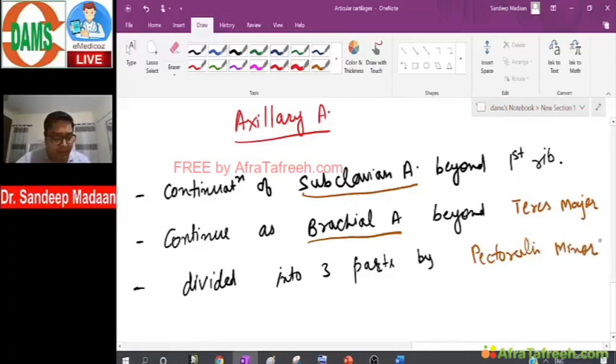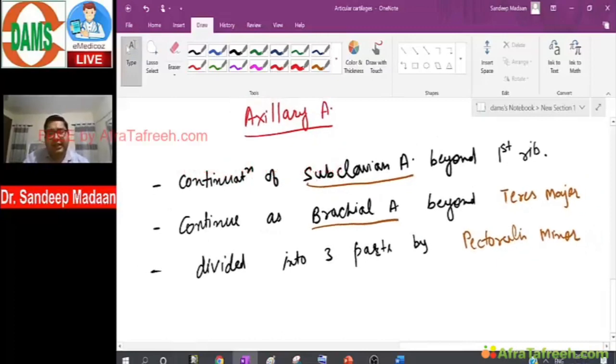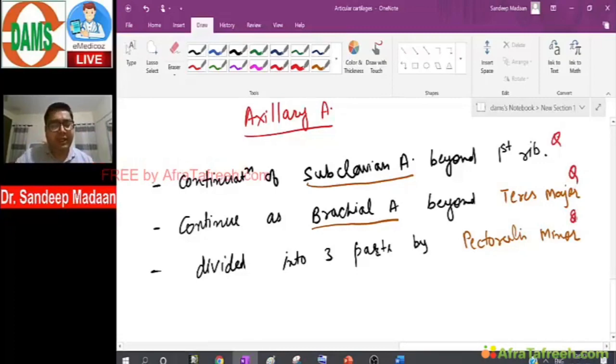These are three important points about the axillary artery. Okay, clear? Continuation of the subclavian artery, continue as brachial artery, and divides into three parts. All these three are very important points. You need to remember these, okay.